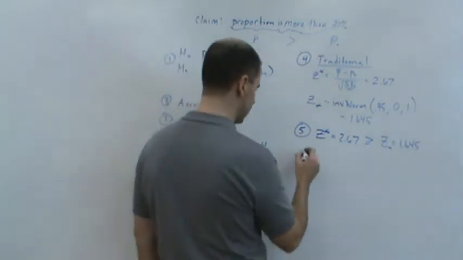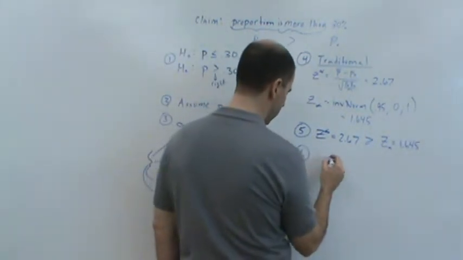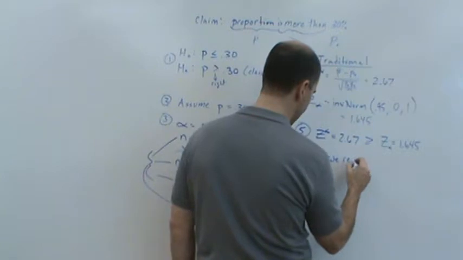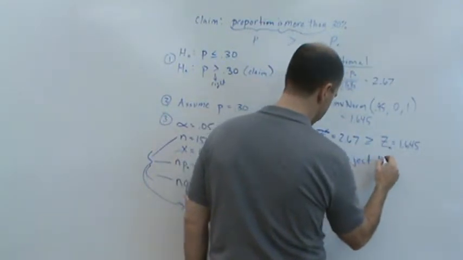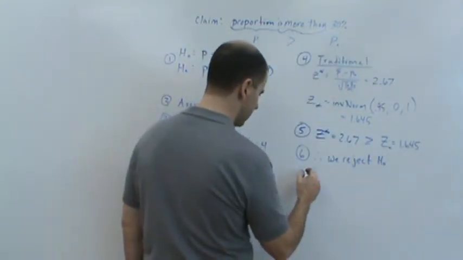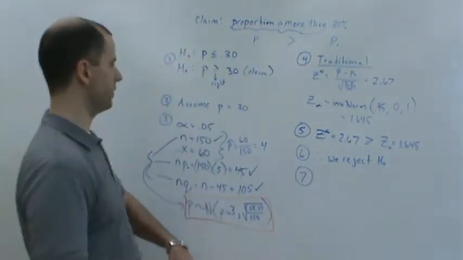And so step 6, therefore, we reject the null hypothesis. And then step 7, our conclusion. What does it say about the claim?